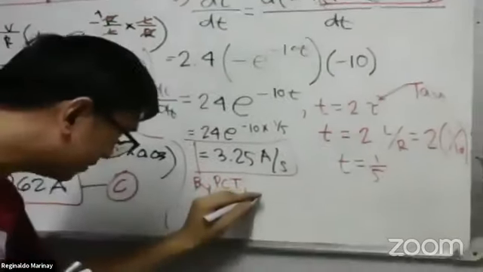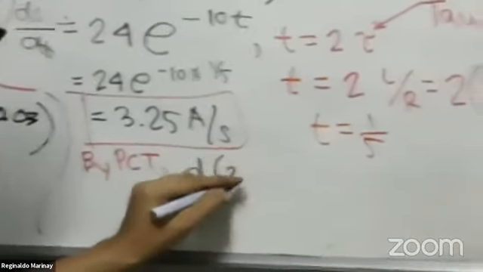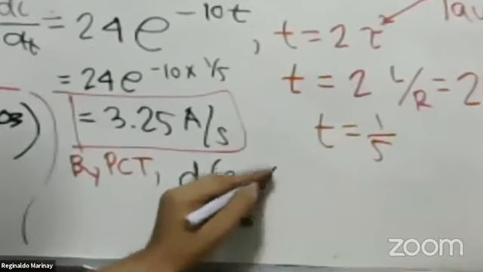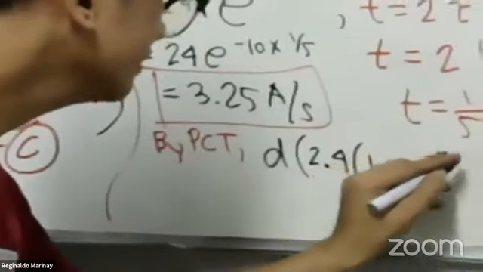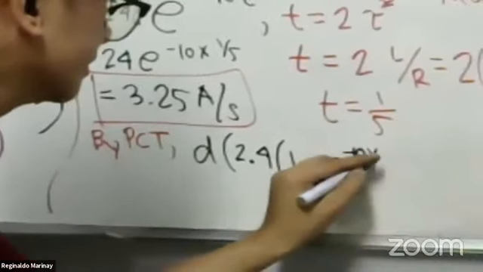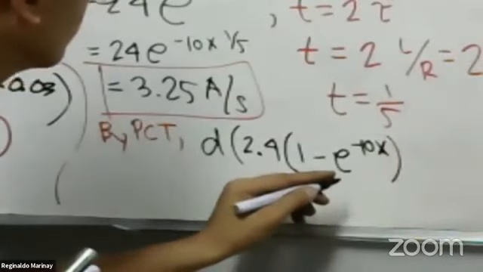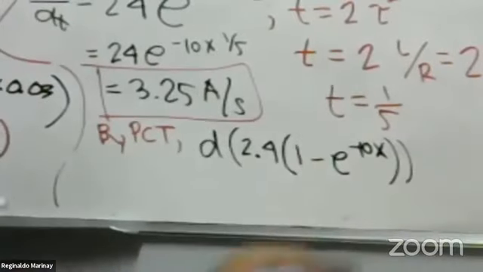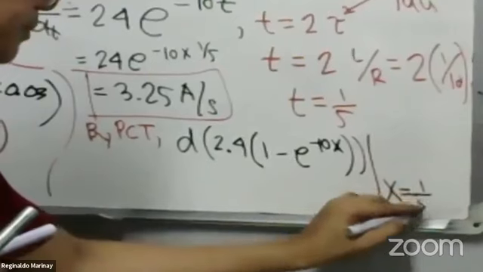This will be the display in your calculator. Then, please input 2.4. Focus dito, anak. Focus. Medyo lakihan mo. 2.4, we have 1 minus e raised to negative 10. Instead of t, put x, because in our calculator, there's no t. Okay. What else? I think we have to put another parenthesis here. And then, our x will be equal to 1 over 5.